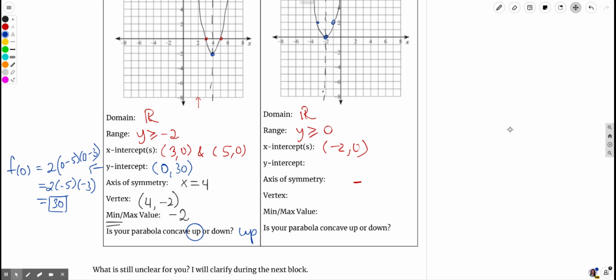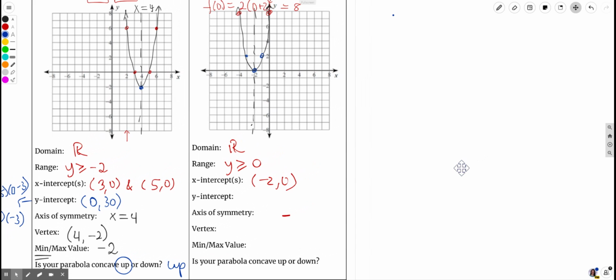All right, and then let's take a look at our very last one. We do have a y-intercept on our graph, so we got lucky. We didn't have to do too much extra work. So (0, 8) is our y-intercept. Our axis of symmetry is already on our graph because we used it to identify and make our life easier. We identified the vertex. Our vertex is (-2, 0), and we have a minimum value, and that minimum value is 0. On our picture, we can clearly see that our parabola is concave up.